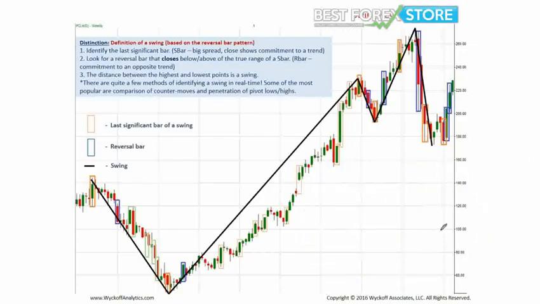Okay, so what are the boxes here on this chart? This box is the significant bar box to the upside. Reversal bars in blue, so I'm identifying specific reversal bars that are defining the swings. And then the green boxes here are significant bars to the downside. So yellow significant bars to the upside, green to the downside, blue reversal.